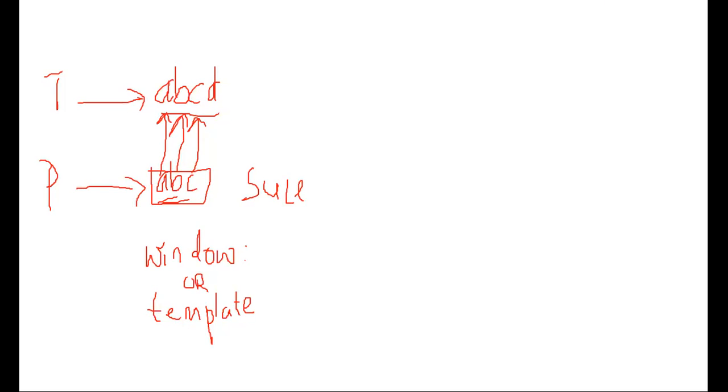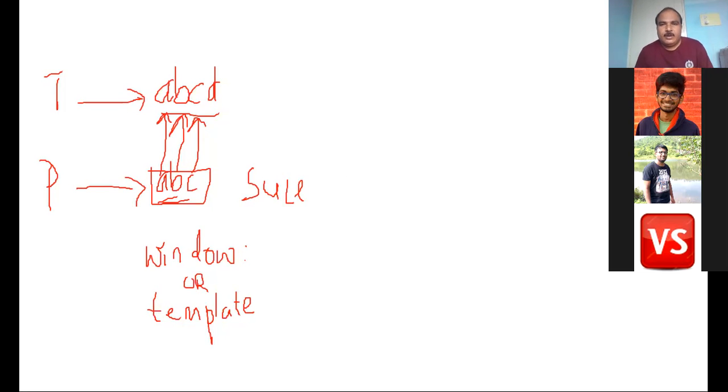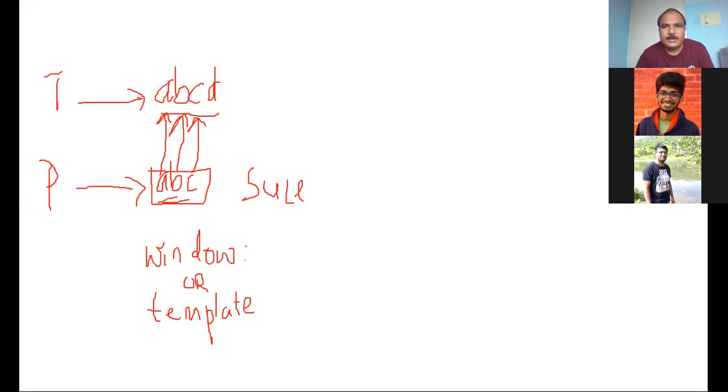Sorry, there are some interruptions. Okay, there is an interruption now. So the first algorithm, we'll start with the first algorithm. The first algorithm is... Hello? Yes, I'm audible. Yes, sir. You're audible. Yes, sir. Okay.